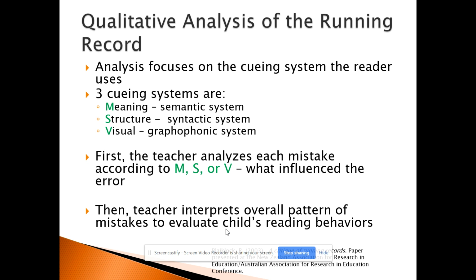Once we identify if the student makes a pattern of more meaning cues or more structure cues or more visual cues, then we know where we need to begin instruction for this student to improve their reading level. Do we need to improve their vocabulary and their word meanings? Do we need to improve their knowledge of grammar and how to build a sentence? Or do we need to help them with their visual cues? Are they confusing letters and words? Are they skipping over things and going too fast? Those are all part of the visual cue.